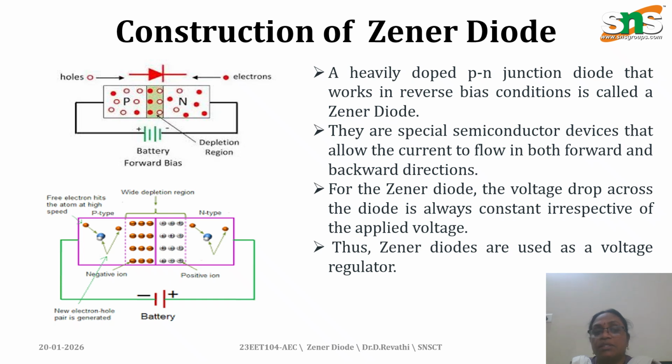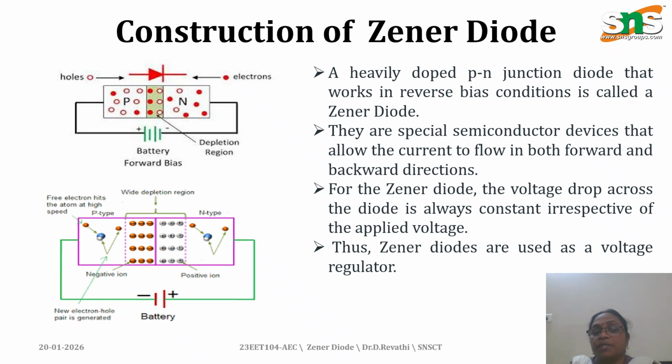Let's see the construction. We already discussed the PN junction diode, which has P material and N material. In P material the majority carriers are holes and the minority carriers are electrons. In N-type material the majority carriers are electrons and the minority carriers are holes. In the diagram, the hollow red circles are holes and the fully filled red circles are electrons.